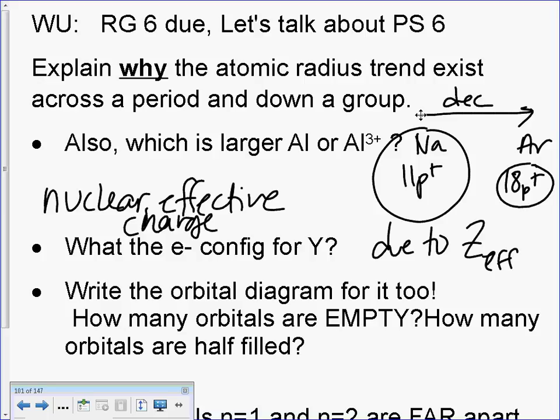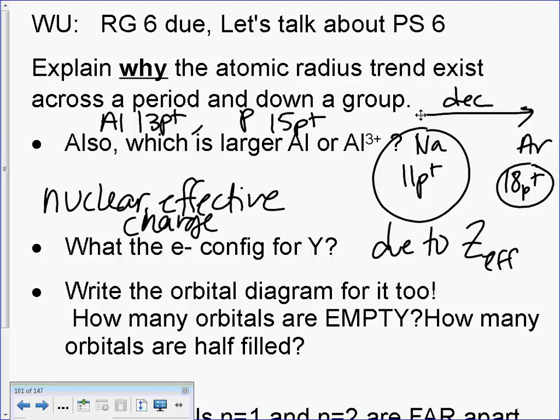So let's do between aluminum and phosphorus. How many protons does aluminum have? 13 protons. How many does phosphorus have? 15 protons. Who has a greater effective nuclear charge? Phosphorus. Who has a smaller atom then? Phosphorus, because it's got a higher charge, so it pulls in its electrons. So that's how it exists across a period.